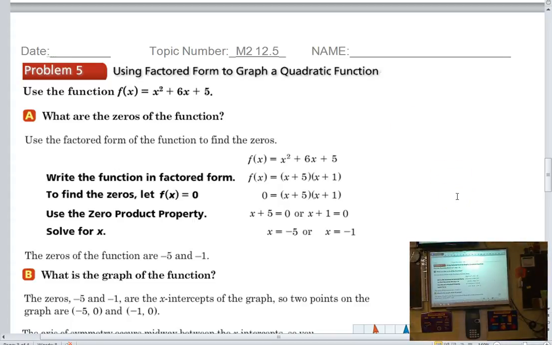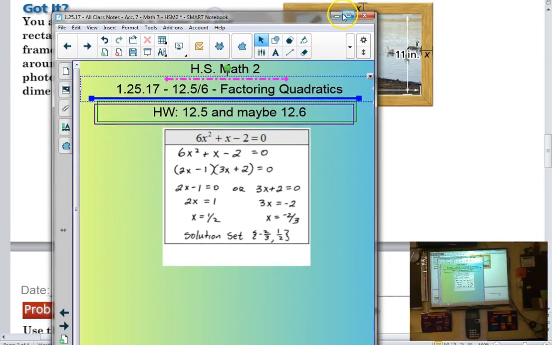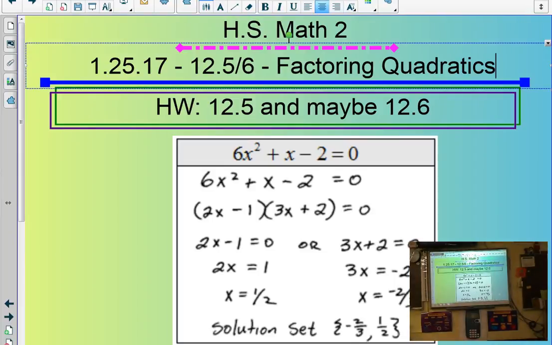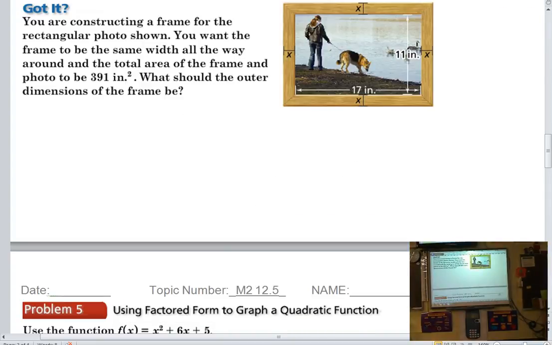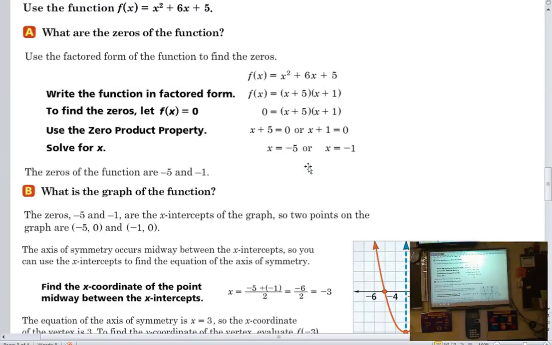Alright, so we talked about this yesterday. So we ended here yesterday, by the way. It is 12.5, and we're still on factoring quadratics. We will probably get into 12.6 today. Yes? 12.5, and we're working on 12.5.